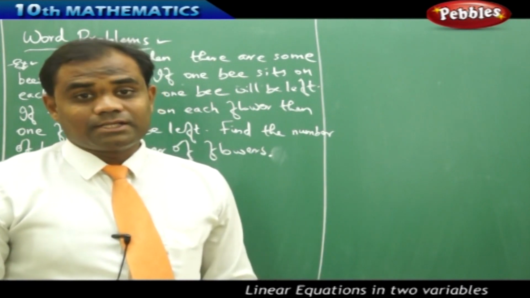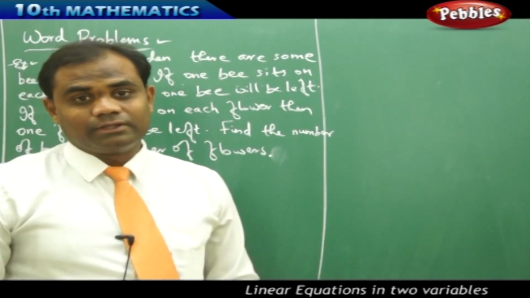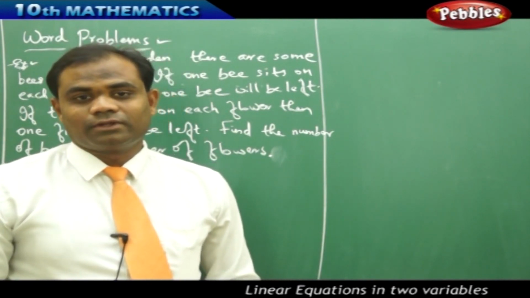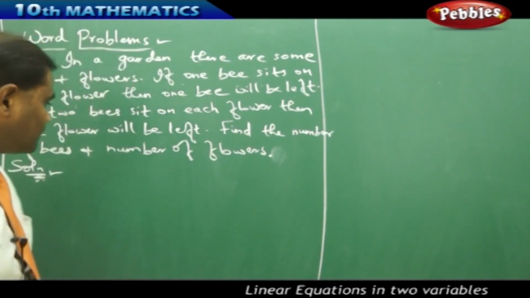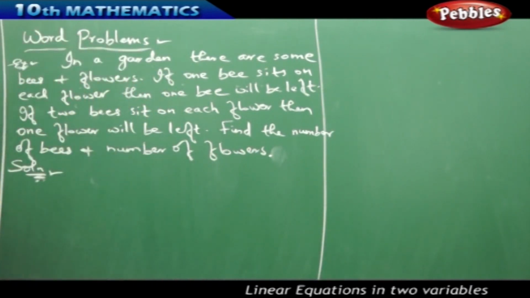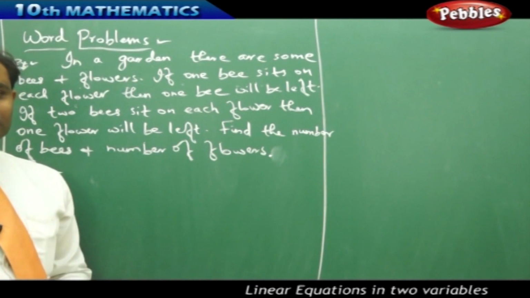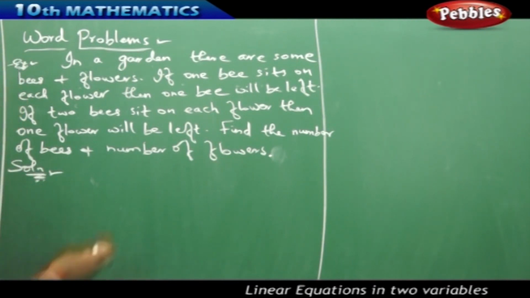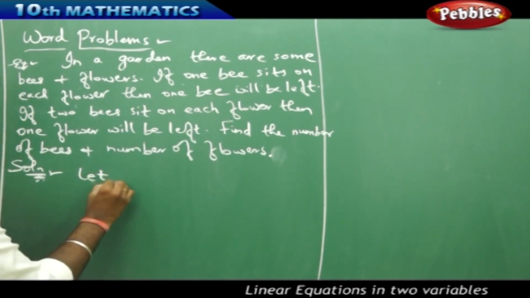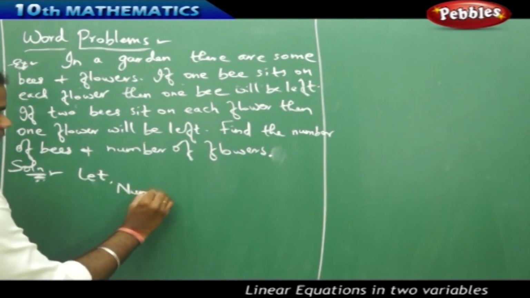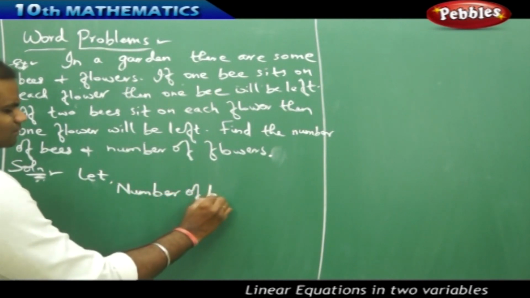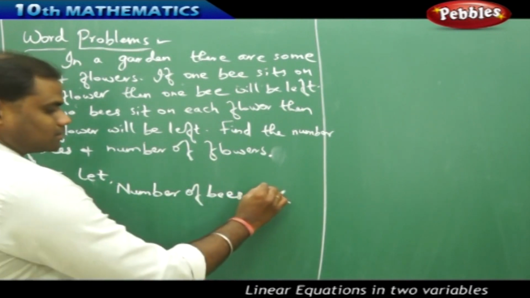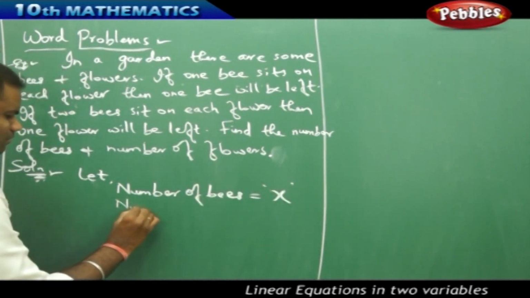So therefore, let's see how we can connect this problem with linear equations in two variables x and y. A real life example of linear equations. So for example, I don't know the number of bees and number of flowers, so I assume them as x and y because they are unknowns which I need to find. Therefore, let the number of bees in the garden be equal to some x, an unknown, and the number of flowers in the garden be y.